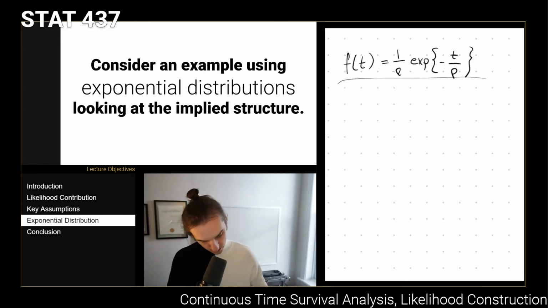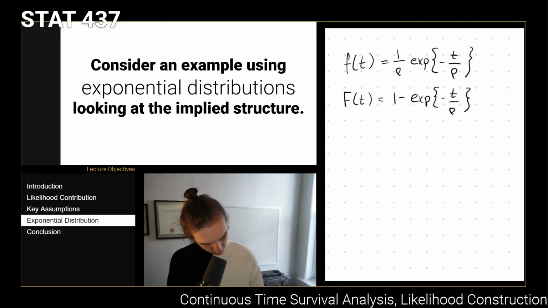All right, we also know from our past experience that the CDF is going to be 1 minus e to the negative t over rho. Right, and so what does this mean for us? Well, we can work out what the survivor function is then, right? Because the survivor function is 1 minus the CDF. And so 1 minus this expression here is just going to leave us with e to the negative t over rho.